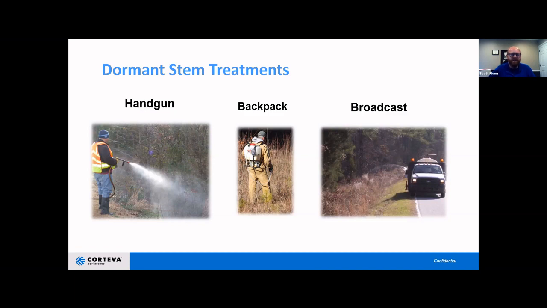And one of the nice things about a dormant stem application is that it keeps the public from seeing just a total brownout in leaves. And when we do these types of treatments, these stems tend not to green back up. So there's not that shock factor when someone drives down the road or walks down a path and sees those browned out species. It can be done by a handgun, backpack sprayer, or it could be done with a vehicle bypassing the road and treating those stems.